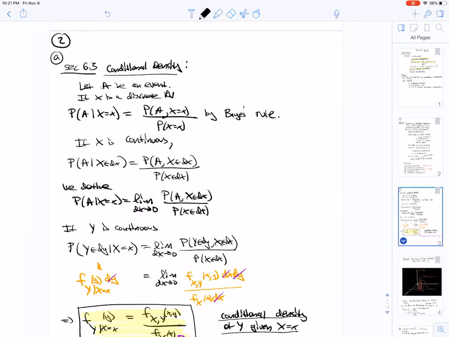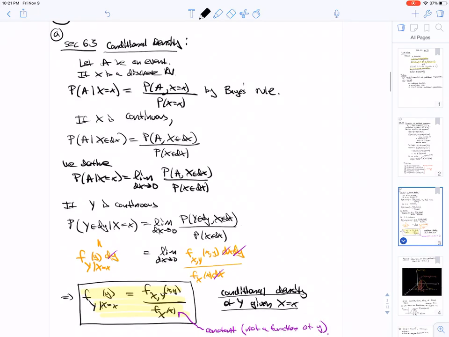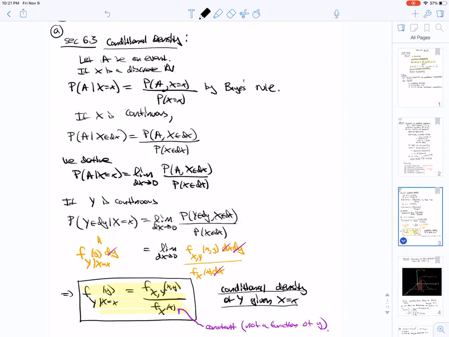So next we start section 6.3, conditional density. When X is discrete, conditional probability is just given by Bayes' rule. When X is continuous, we have to condition on X in dx instead of X is x, but that's no problem. So we have Bayes' rule, and to define the probability of A given X is x, we need a limit as dx goes to 0 in a calculus sense.